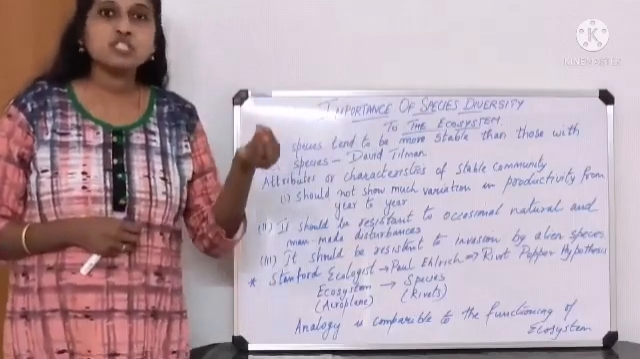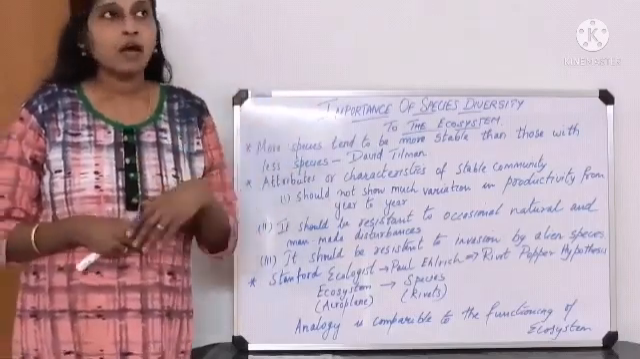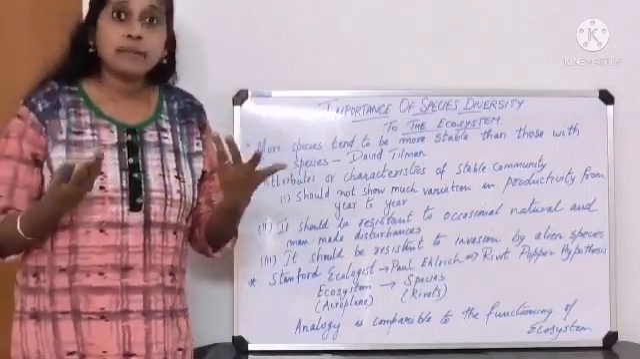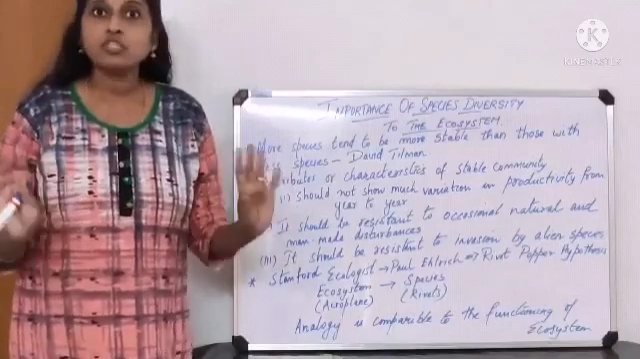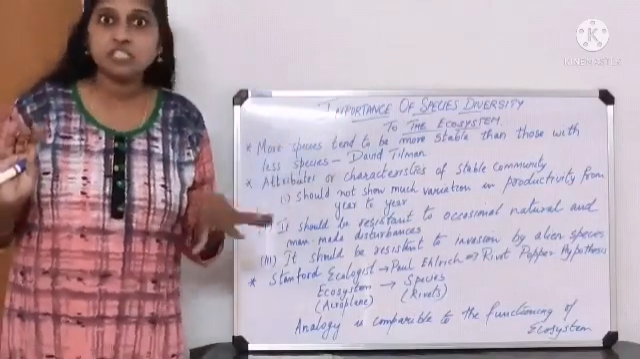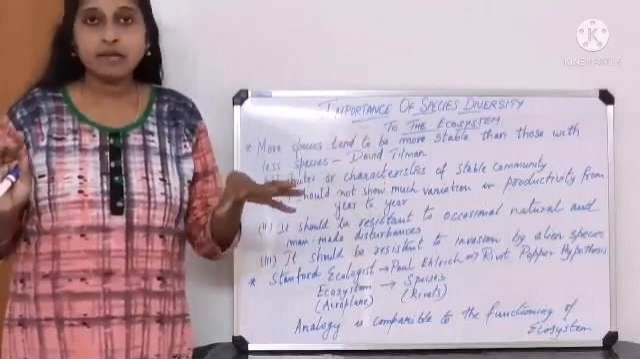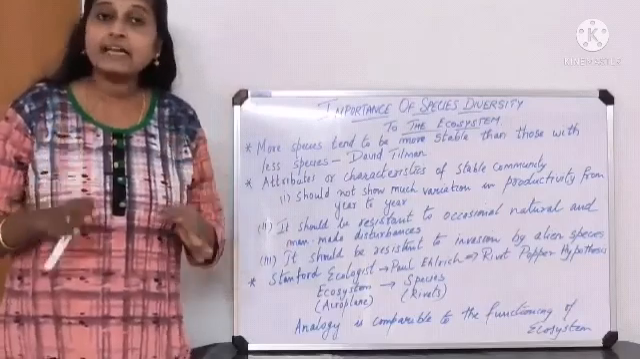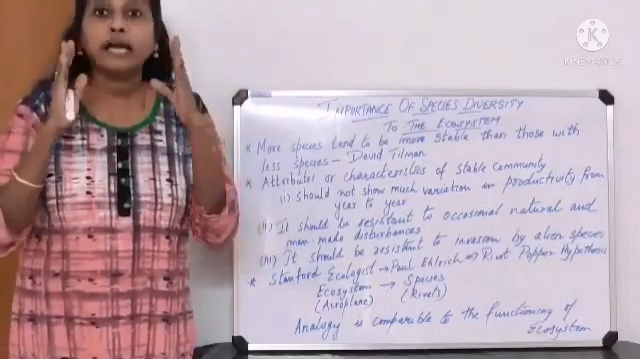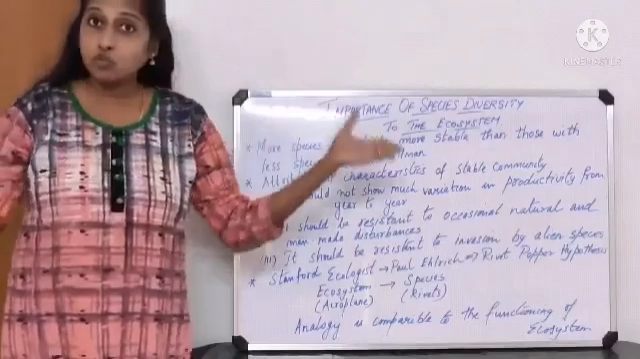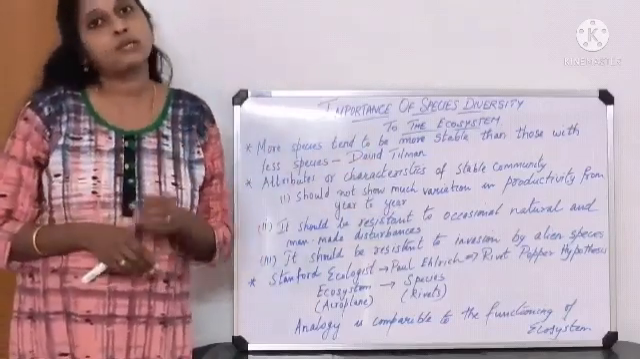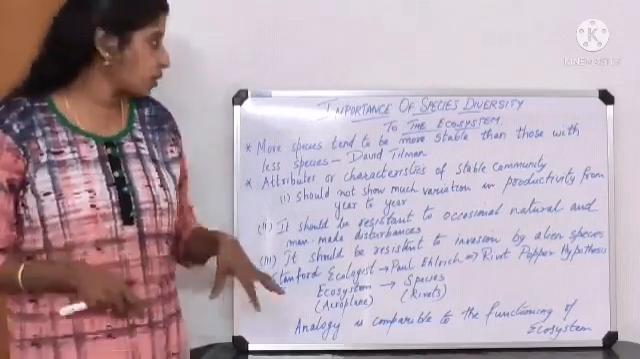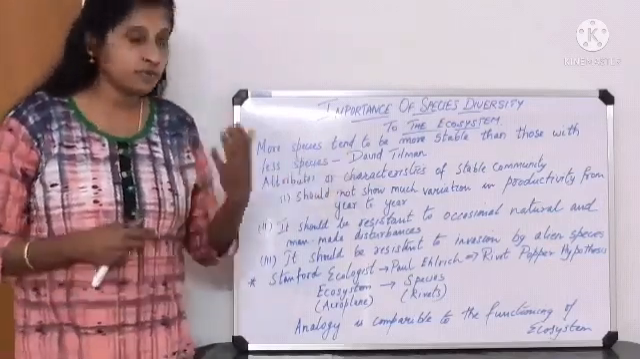Why is it so? Because these 2 species, because of some drought, famine or flood, sometimes cannot survive. So both the species will be lost. If there are 10 species, somehow some can survive and the functioning of the ecosystem will take place properly. So he said that a region or ecosystem which has more species is more stable compared to an ecosystem or community which has fewer species. Okay, so that was his observation.